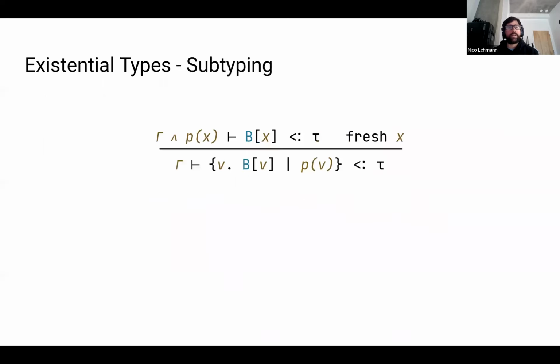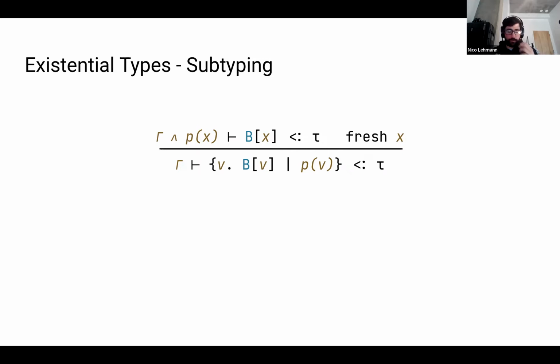So let's look a bit at how the subtyping rules look for existentials, and I think it shows why we call them existentials. If you're proving subtyping between two types, and you have the existential on the left side, then for a fresh value x, you can assume the property you have for that. So this is the rule we have.